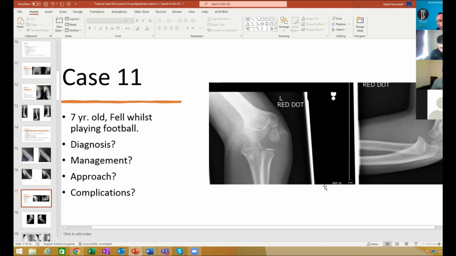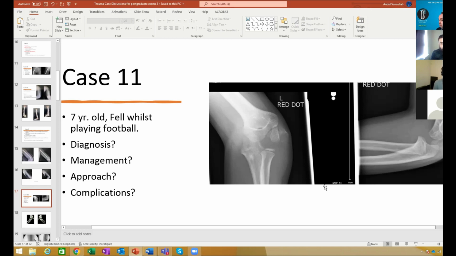Okay, so how are you going to manage this? So I will get a focused history, thinking that it is an isolated injury. What are the focused history points that you want to ask? So the mechanism of injury: while playing football, what exactly happened, whether he fell directly onto the elbow or there was a torsional injury. He fell on his outstretched hand. The timing of injury: 4 hours ago. What was done immediately. I would also ask about his past medical history, his immunization status, and when he had his last meal.